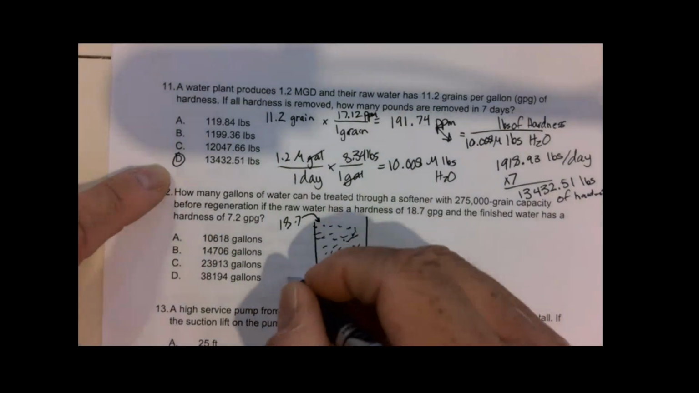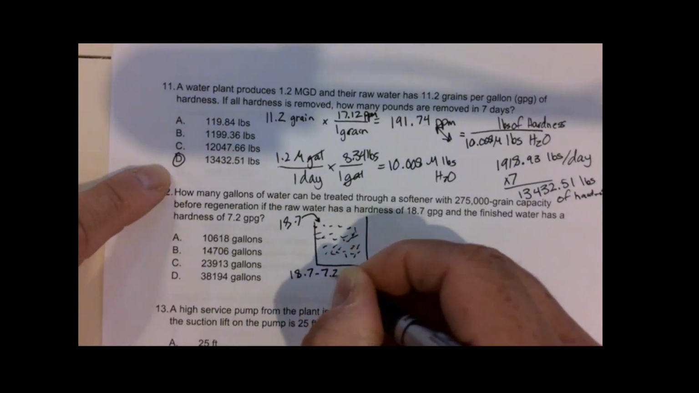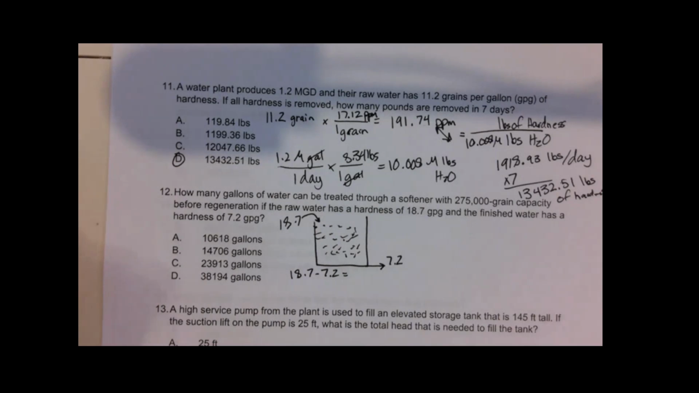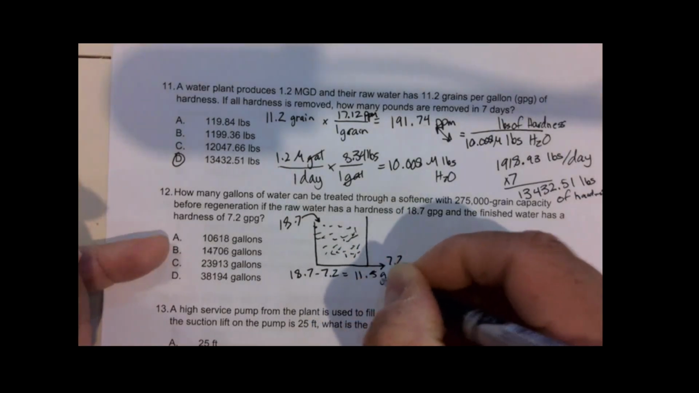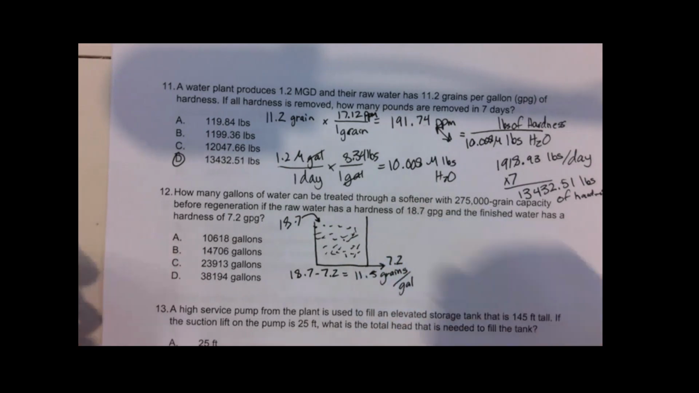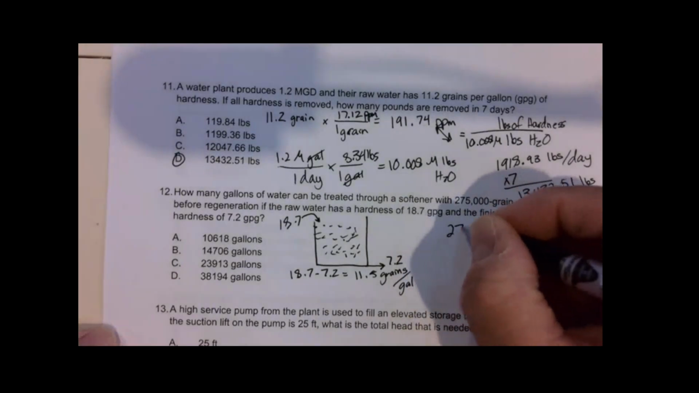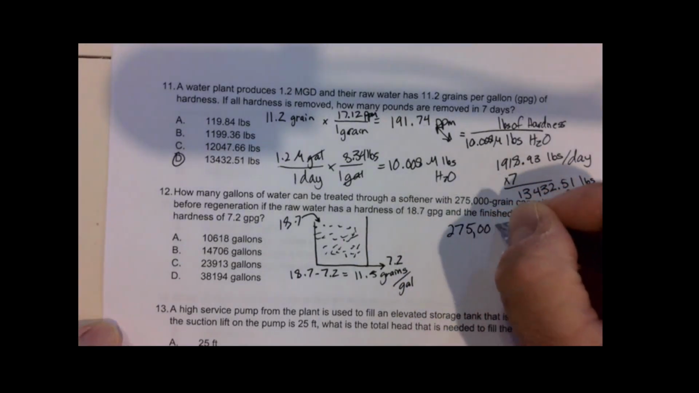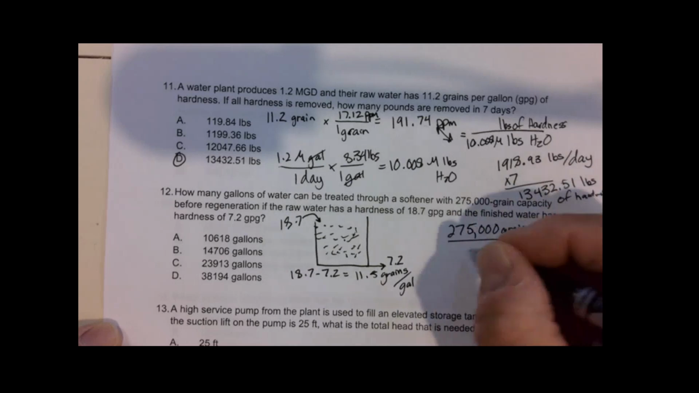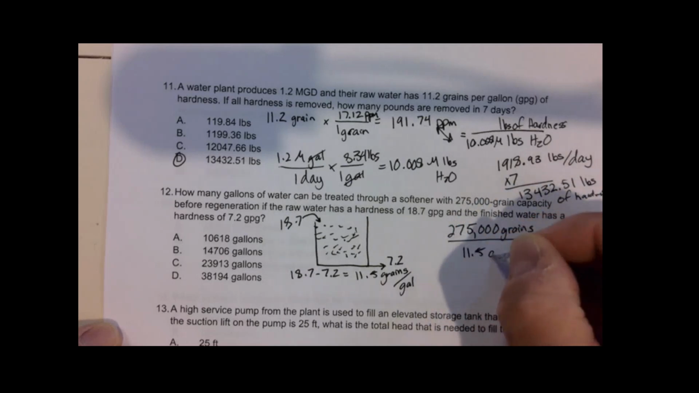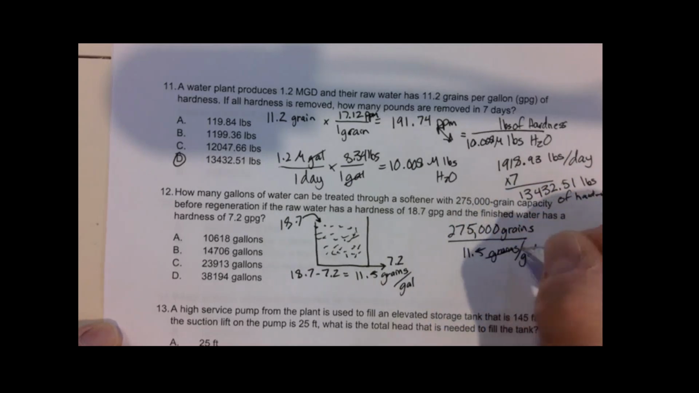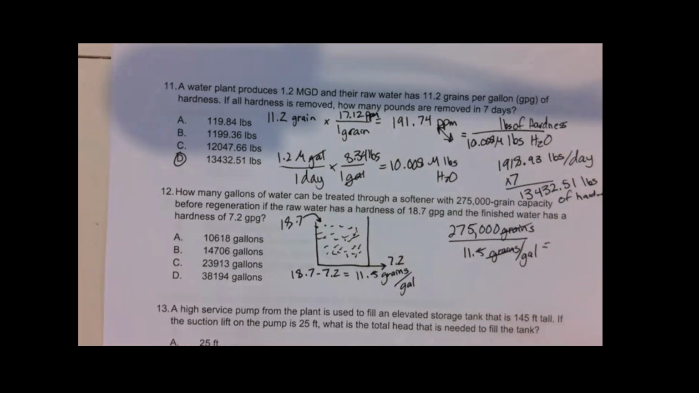So the question is first off, how many grains are you totally removing per gallon going through that? The easy way to do that would be 18.7 minus 7.2, correct? And I'm not going to butcher this, so I'm going to make sure I use my calculator. It's 11.5, but I'm going to double check. All right, I don't want to be that guy. So 11.5 grains per gallon are being removed, right? Well, this wants to know how many gallons total. If it can handle 275,000 grains and you're removing 11.5 grains per gallon, grains up top, grains on bottom cancels out and leaves you with just gallons.